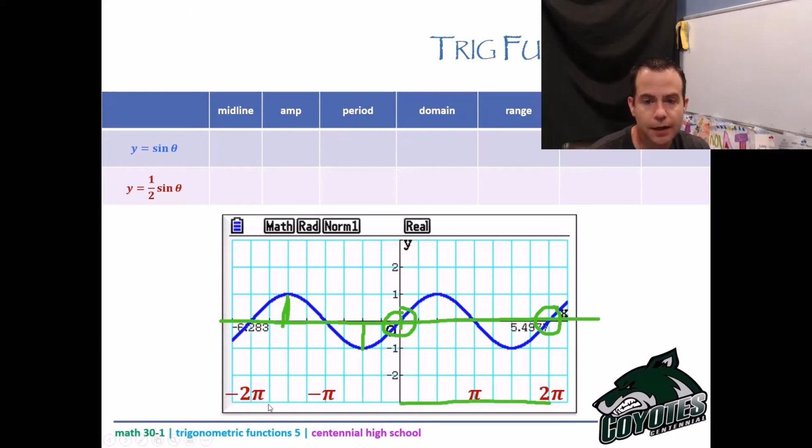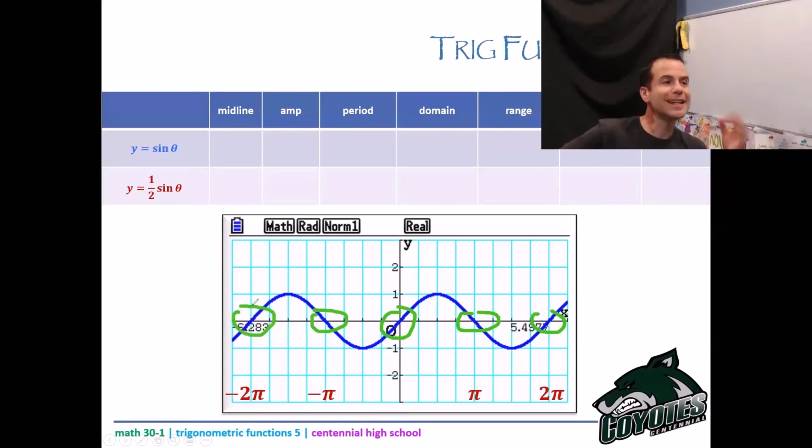Actually, let me take the ink off and start again here. My midline intercepts will be here and here and here and here and here, right? There's an infinite amount of midline intercepts.